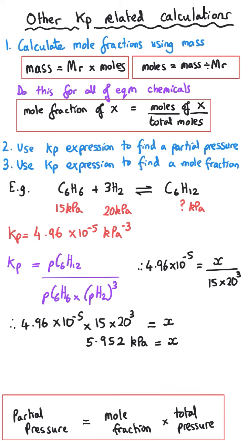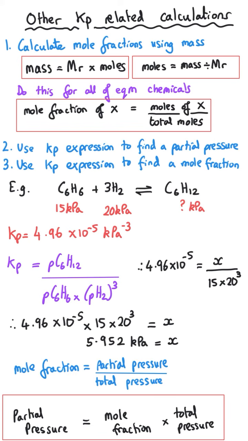Because here we'd do the same thing as number 2, where we would rearrange the values that we've substituted in. That would allow us to calculate a partial pressure for this unknown chemical. And then since we know that partial pressure is mole fraction multiplied by total pressure, we would know that mole fraction is equal to this partial pressure that we've calculated divided by the total pressure.